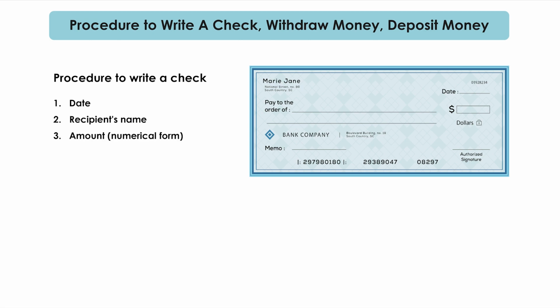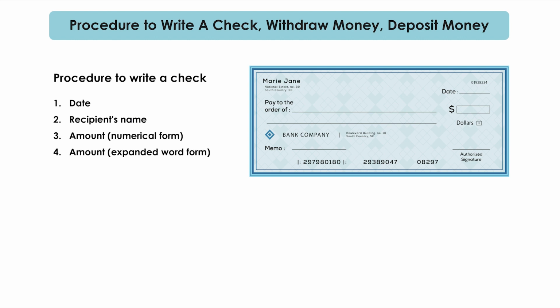3. Amount, numerical form. Fill in the amount in dollars and cents in the box to the right of the recipient's name. To avoid someone putting in a new amount, write the amount as near to the left-hand side of the check as feasible.